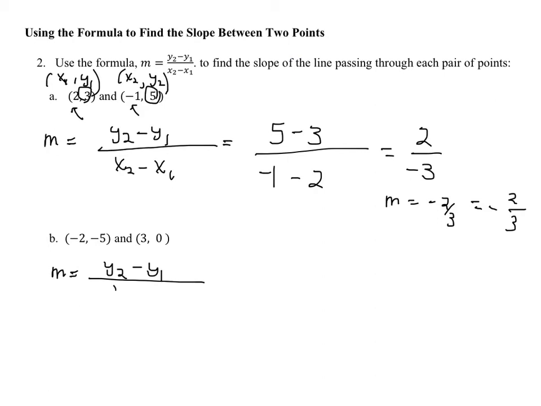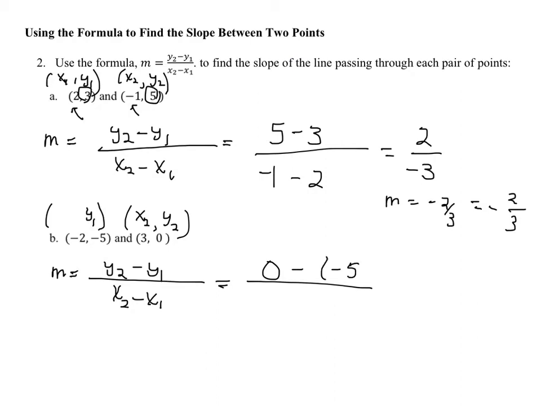I write the formula out a lot because it helps me remember it. So here we go, guys. y2 is the y-coordinate of the second point, which is 0. y1 is the y-coordinate of the first point, and that is negative 5. So we're subtracting a negative 5. And x1 is the x-coordinate of the first point, and x2 is the x-coordinate of the second point. So it's x2, which is 3, minus a negative 2.